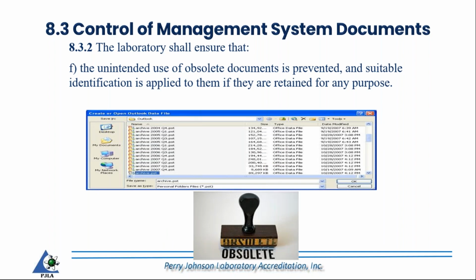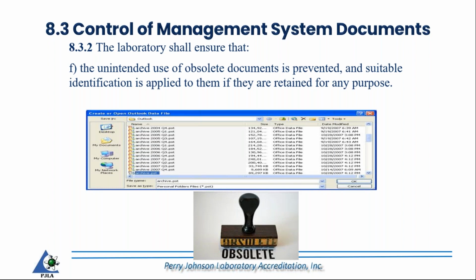A32F, the unintended use of obsolete documents is prevented and suitable identification is applied to them if they are retained for any purposes. So if you are completely electronic, I know you probably have permissions of who can see what. Perhaps the quality manager has access to the old files and the end user only has access to the current files, which is perfectly fine. However, those old files should be suitably marked, perhaps through an archive folder.